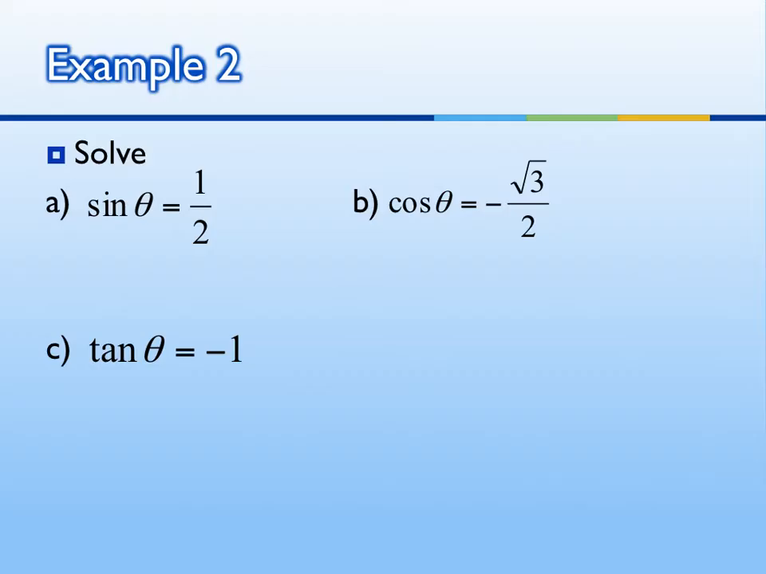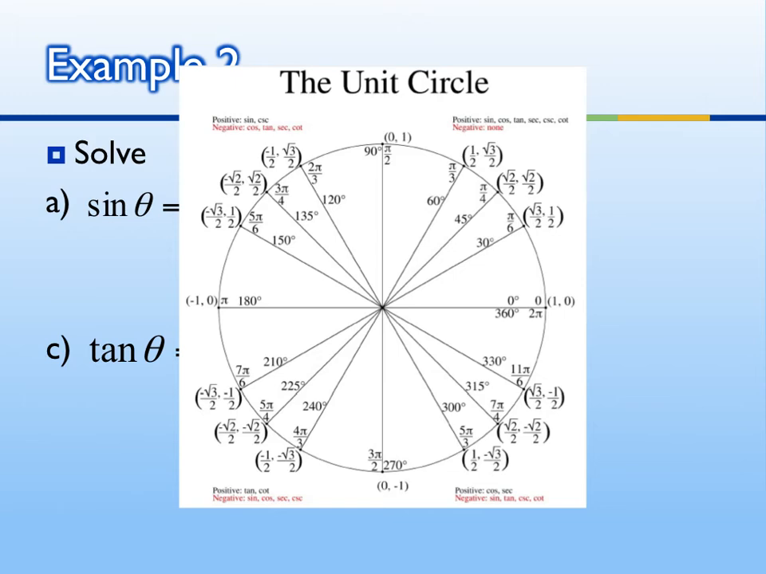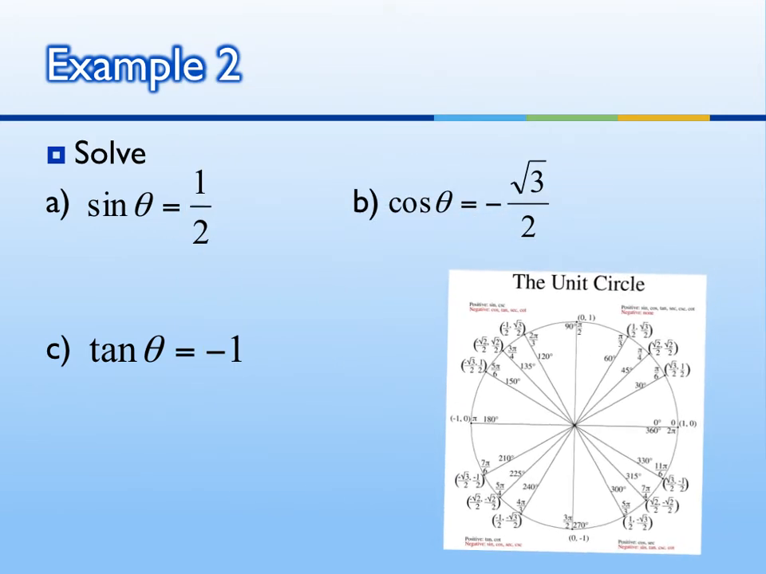Let's see what this looks like. The first thing I would say is either know your unit circle off the top of your head or bring in your snapshot of it, because you're going to need it. All right, so notice it says solve, because in a little bit it's going to say something about solve and a restricted interval, and that's different. This one says solve. So the first one says sine of theta equals a half.